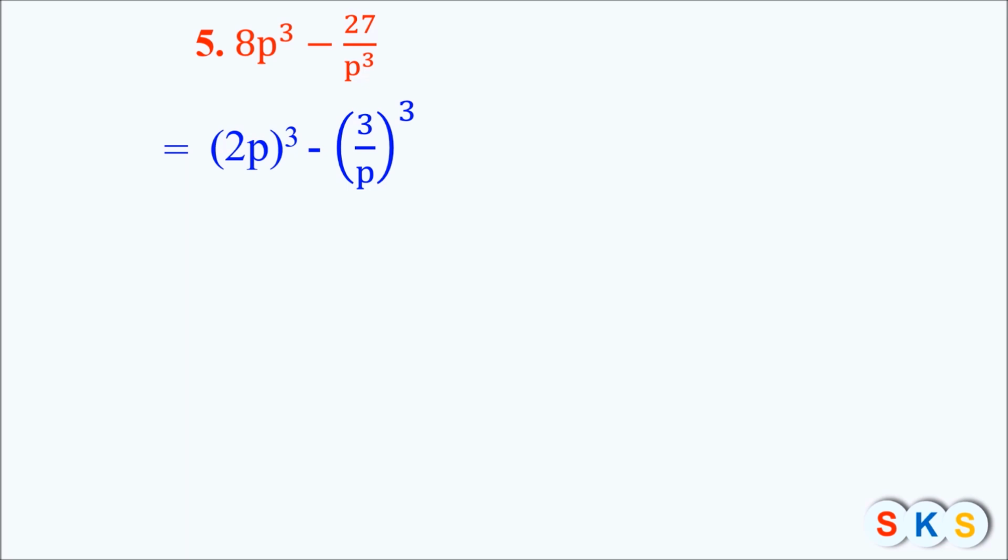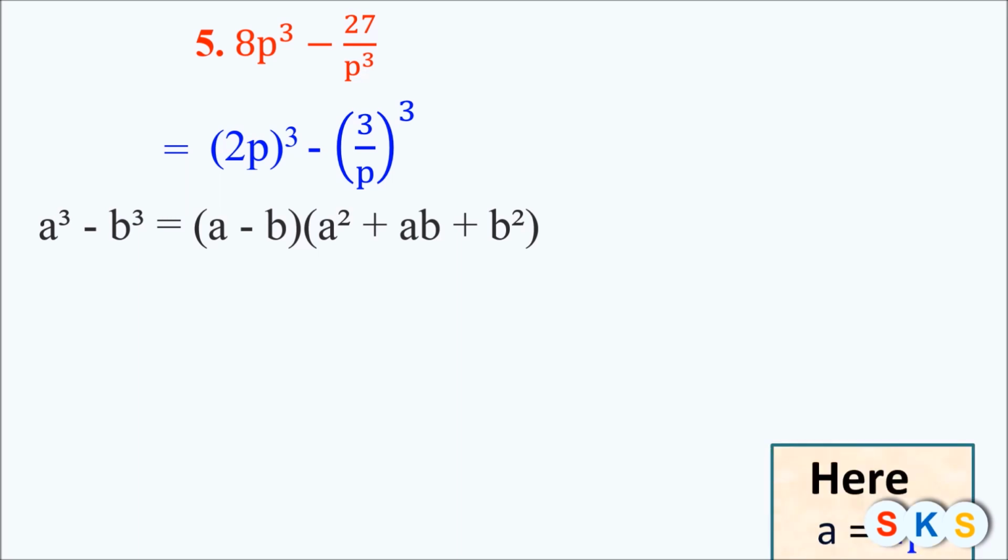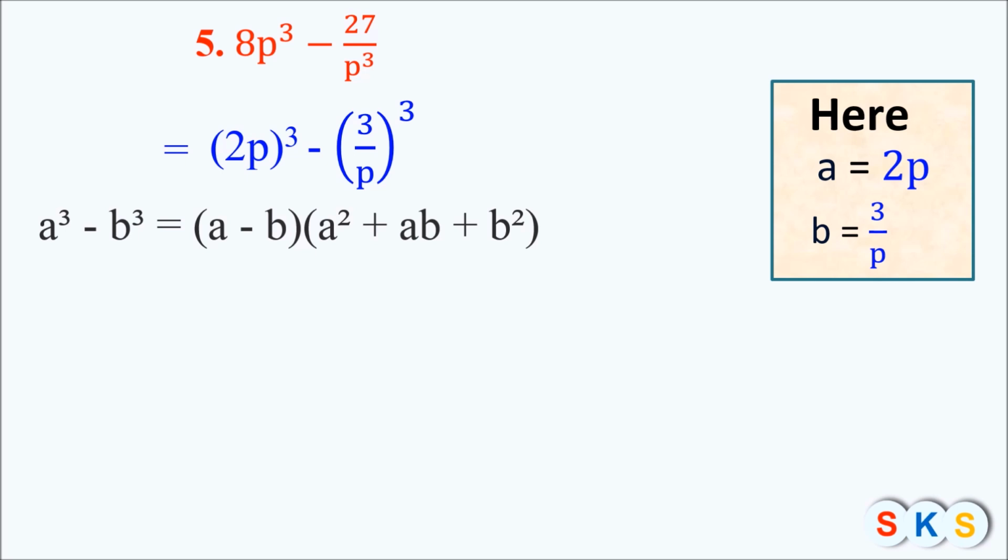Now here the first term is cube of 2p, so we will take a as 2p, and the second term is cube of 3 upon p, so we will take b as 3 upon p. So we will use the same formula, that is a cube minus b cube equals a minus b into a square plus ab plus b square. Now we will make a note of the values of a and b. You can see that in the rectangular box I have noted the values of a and b.